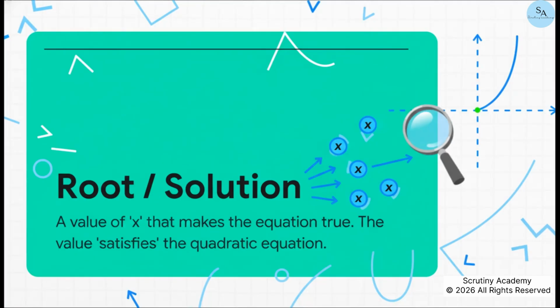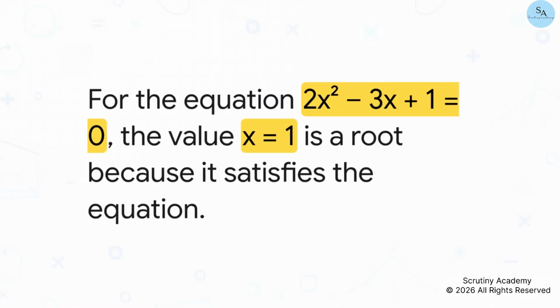Okay, so a root is basically just a special value for x that makes the whole equation work perfectly. When you plug that number into the equation, everything on the left side balances out to equal what's on the right side, which is usually 0. It's the one number that satisfies the equation. Let's take a look at this example right here.